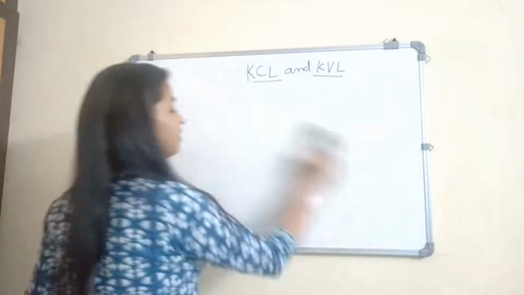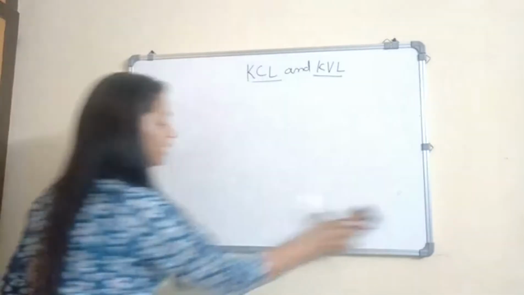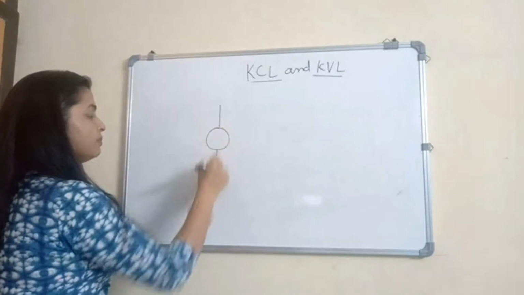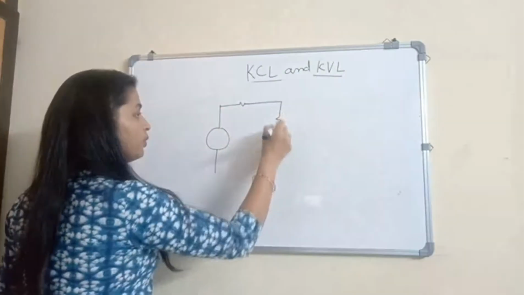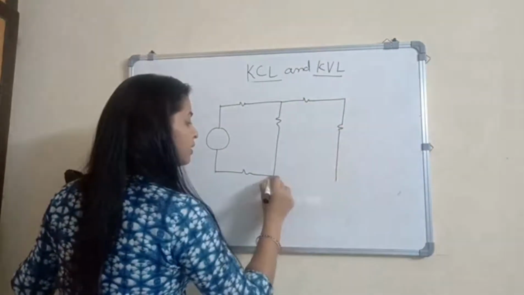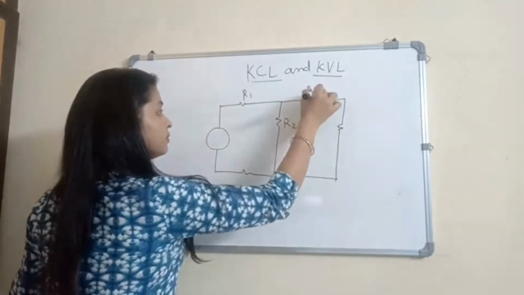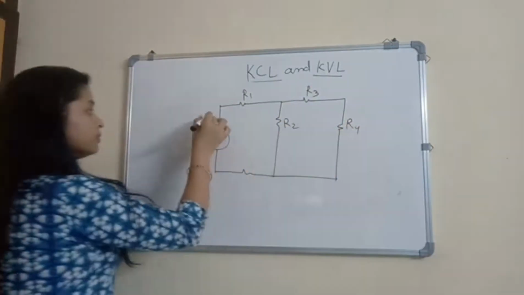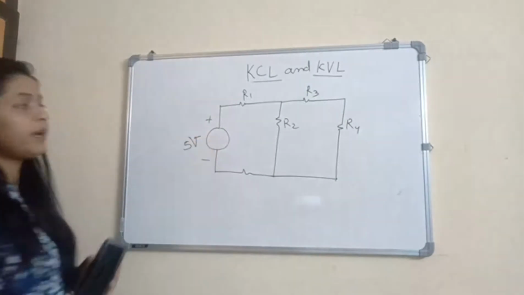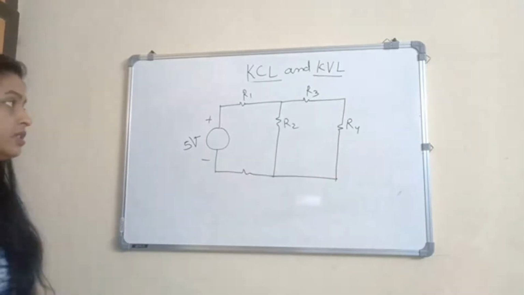So we have completed KVL and KCL. We can take any example. Let's take an example by which KVL and KCL can be established. We take a common example. Suppose I'm having few components. A five-volt battery is connected along with R1, R2, R3, and R4, few resistors.